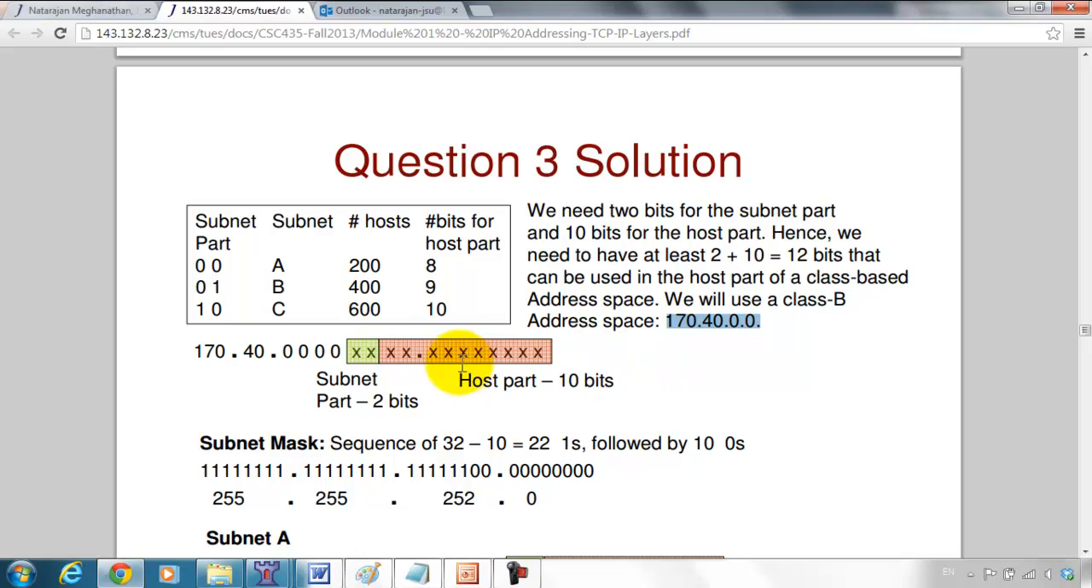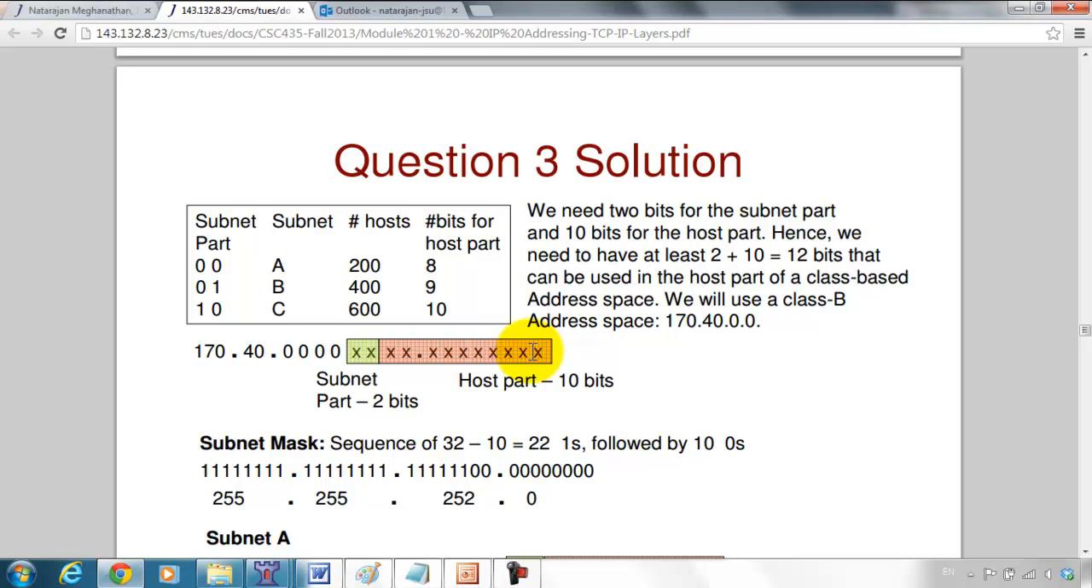So I'll use the last 10 bits of this for my host part, and then the immediate next 2 bits preceding these for the subnet part. So remember, you have 10 bits here and 2 bits here, so 12 bits. So we have 16 bits for the host part. So the first 4 bits are not going to be used, so I leave them as 0. Okay. So we have these 2 bits used for subnet, and then there's 10 bits for the host part. So 12 bits together.